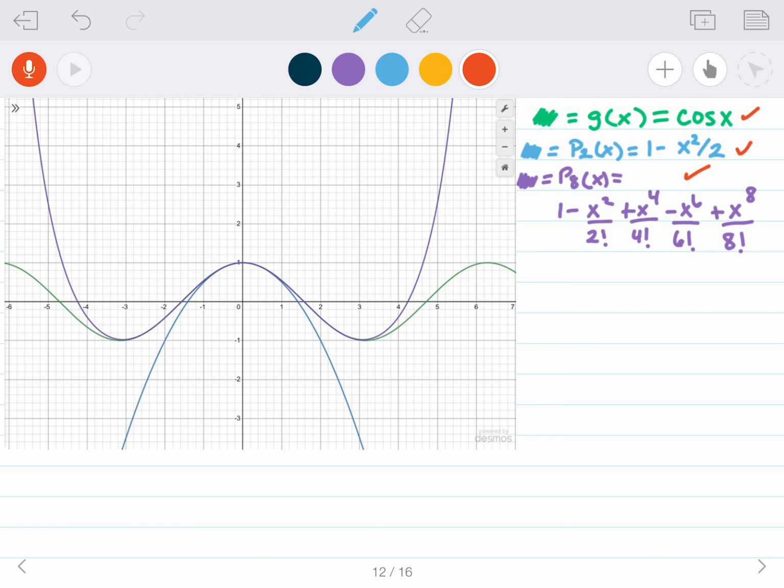And we can see that the purple is going out much farther and lying flush with that cosine curve rather than the quadratic. Okay, so we can see that the purple curve is a much better approximation. It lies on the green curve much better than the quadratic. All right.